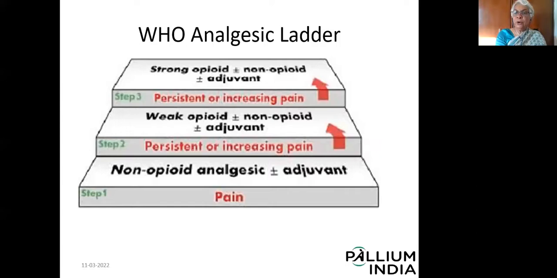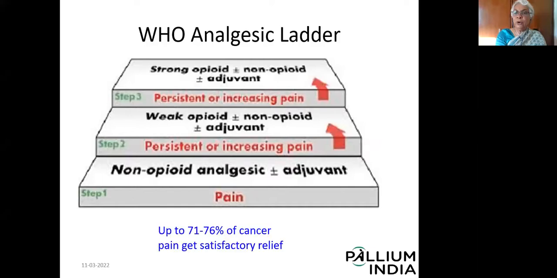Now, despite this, if pain is persisting, then we have to go on to a strong opioid. Replace the weak opioid with a strong opioid, along with a non-opioid and with or without an adjuvant. This is usually for pain scores that vary between 8 to 10, which is very severe pain. Sometimes you can even skip step 1 and step 2 and go directly on to step 3, if the patient is coming in very, very severe pain, in which you have to do a morphine titration and start off with a strong opioid right in the beginning itself.